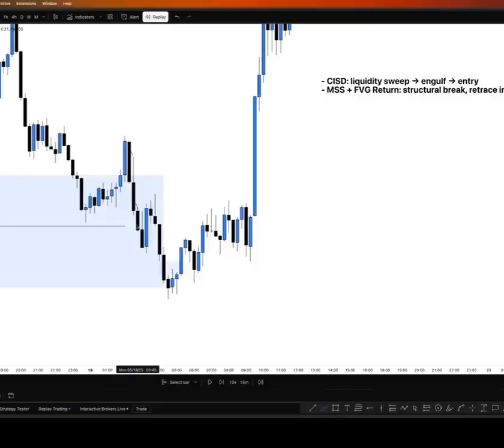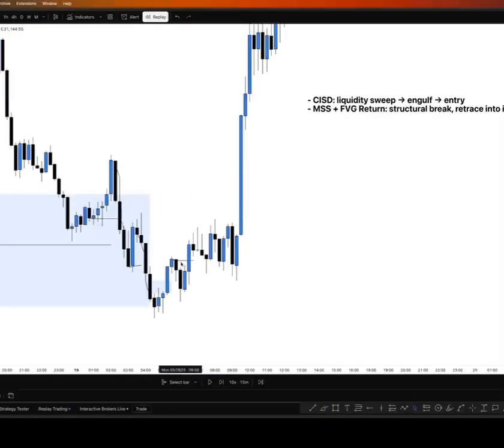We have a down move where all these down close candles are in control. They're engulfing the up close candles. And even right here, the up close candles do not engulf this down move. But look at what happens next. The market engulfs this down move. That right there is a change in the state of delivery. And at that time, you could enter the trade.